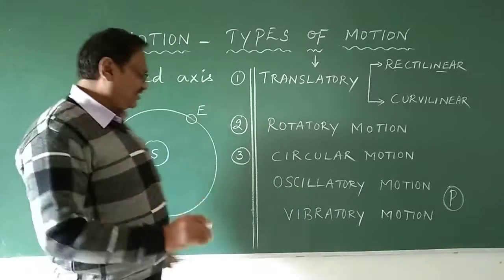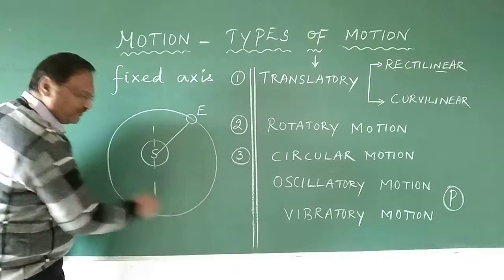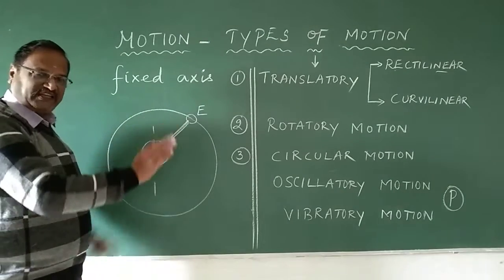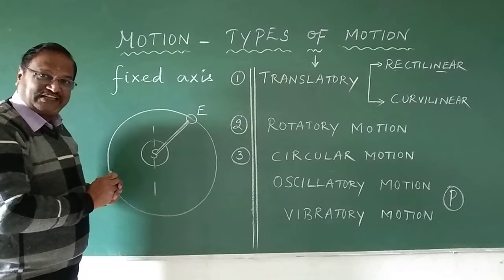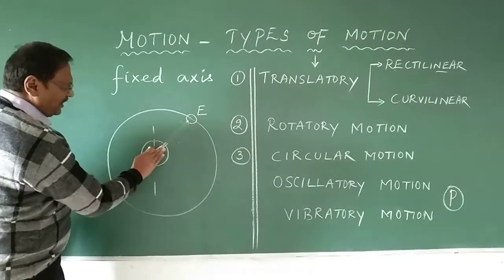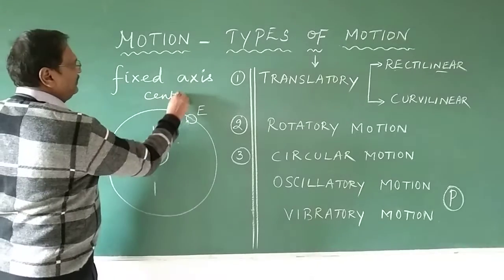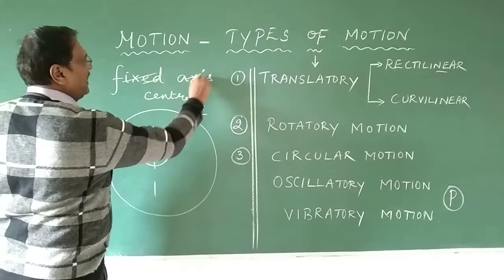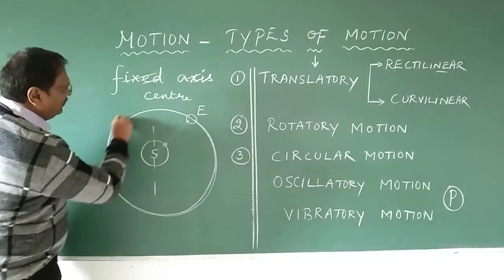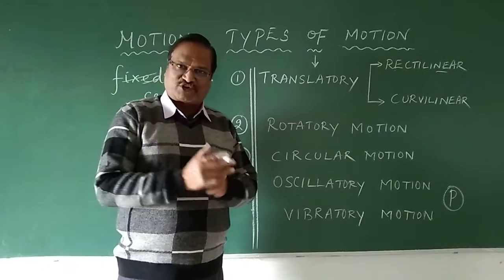No. In rotatory motion, the axis is fixed and the object has to move about it. But here it is not fixed by anything like that. There is only gravitational force. So there is a fixed point, a center, but the body is not rotating about a fixed axis. It is following a circular path, and this is called circular motion.